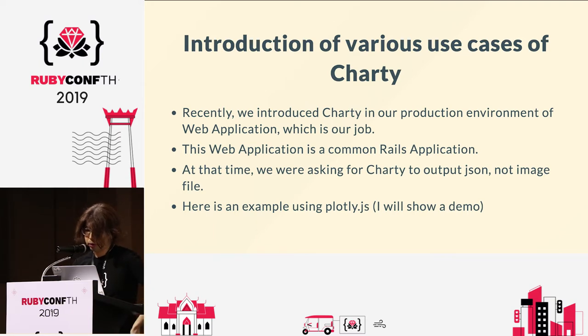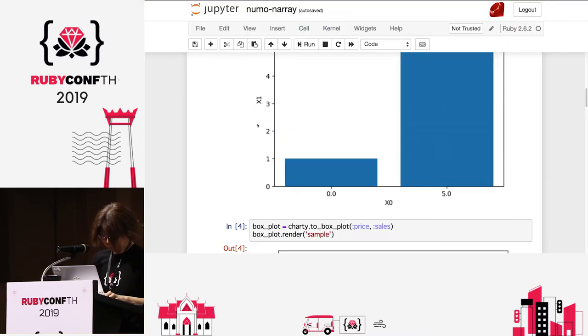Introduction of various use cases of Charty. Recently, we introduced Charty in our production environment of a web application, which is our job. This web application is a common Rails application. At that time, we were asking Charty to output JSON, not an image file. Here is an example using Plotly.js. I will show a demo, okay.